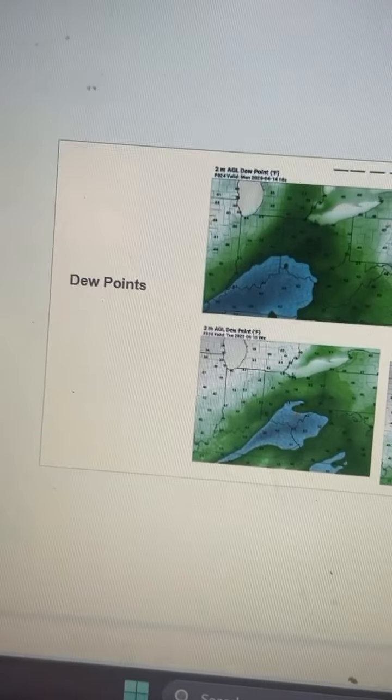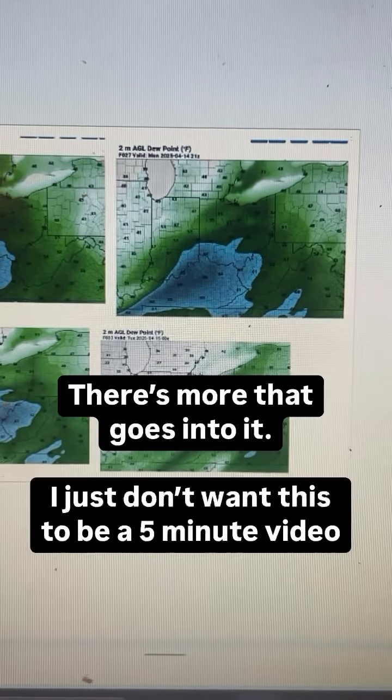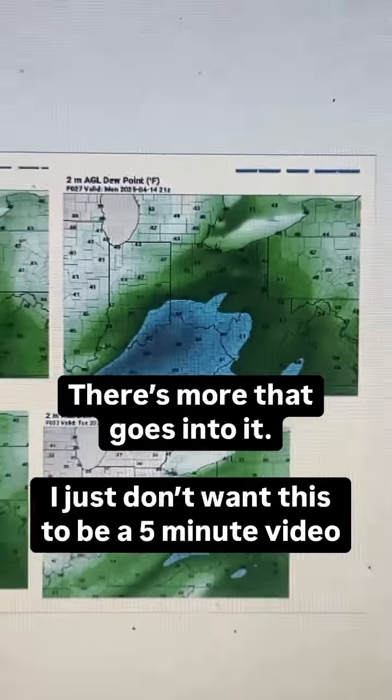I also want to show the dew point, which is a measure of moisture. Anything in the lower 60s, storms are possible. So anything in this blue, storms are possible, but it's lacking really that deep moisture.